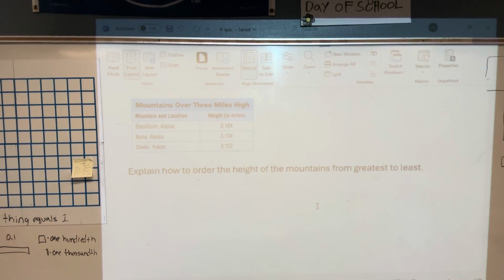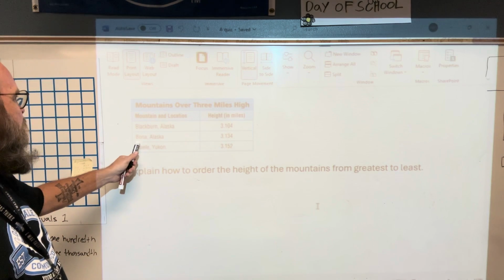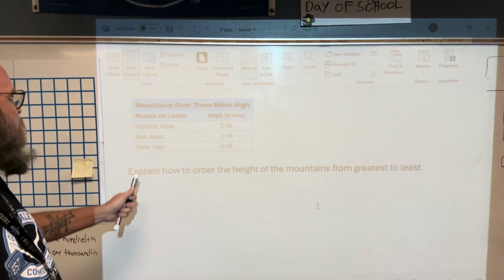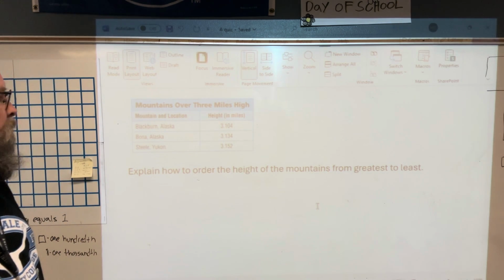Mountains over 3 miles high. Mountain and location, height in miles. Blackburn, Alaska, 3 and 104 thousandths. Bona, Alaska, 3 and 134 thousandths. Steele, Yukon, 3 and 152 thousandths.